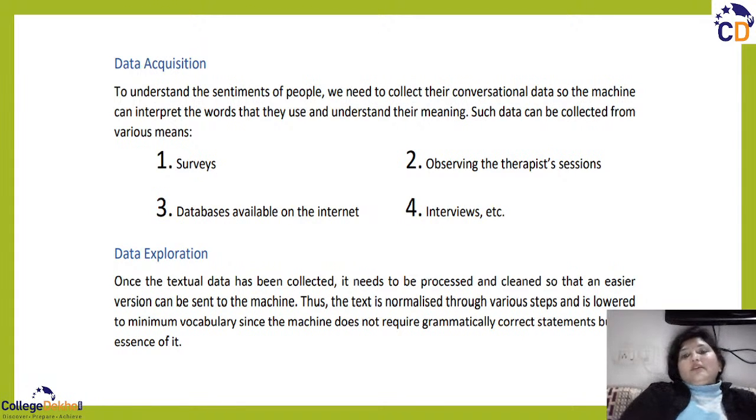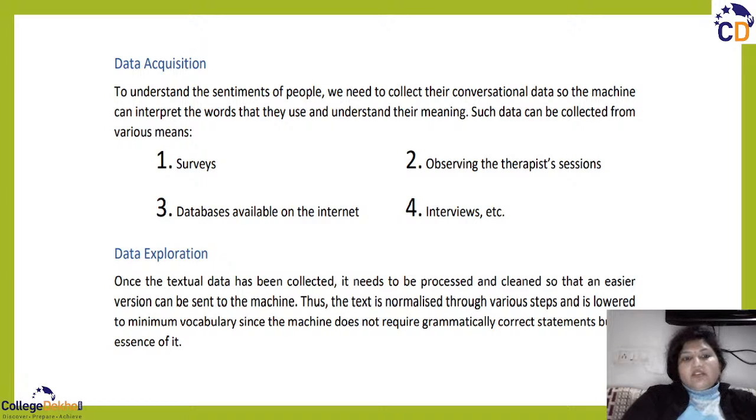Then you can take interviews, or you may develop an API kind of thing, right? Like application programming templates, through which the person is going to share their sentiments, their feelings, and then that is recorded and can be taken as a data source for building this system, right? So there are a number of data sources through which you are going to collect the data. So this is the second phase.